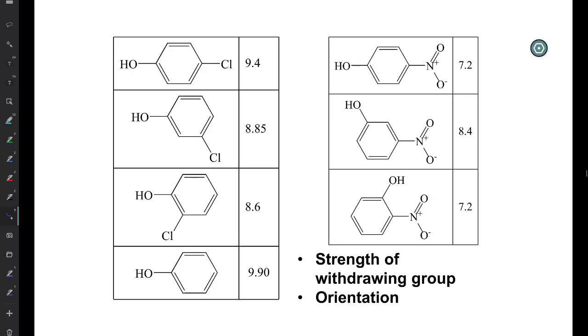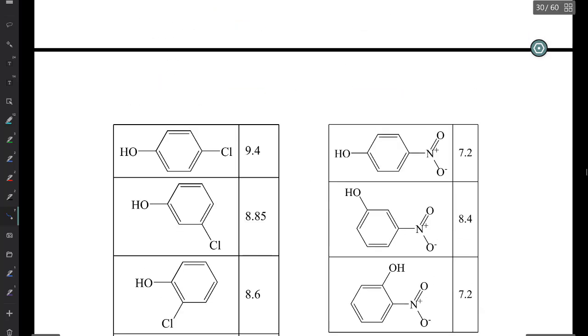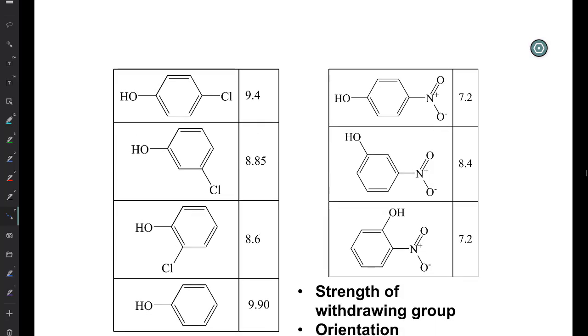So I went and looked up a bunch of data. I don't think their book has these particular ones, but I looked up a bunch of data so you could see some of the trends and how they're different. Again, ortho and para substituents tend to have larger effects in general than meta substituents. And we're talking about chlorine being electron withdrawing. Just a side note, phenol is 9.8 in general. In this particular study, when it was measured, it came out to be 9.9. So putting an electron withdrawing group tends to make it more acidic.